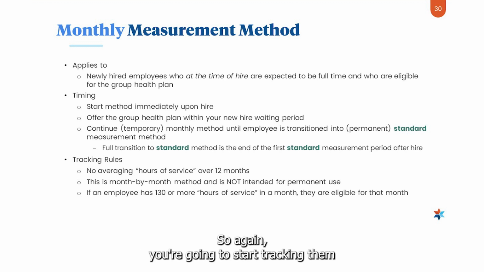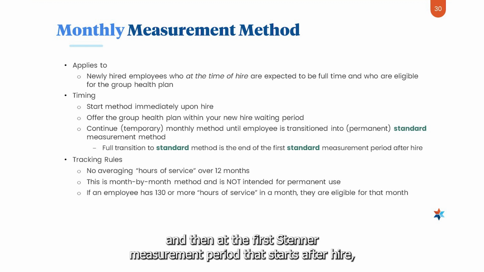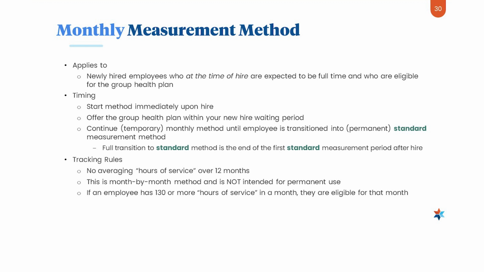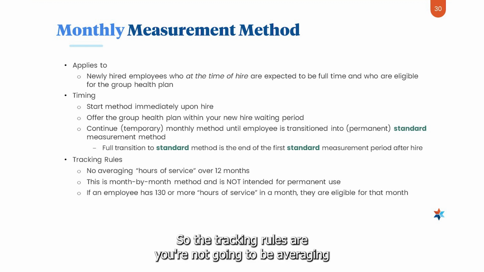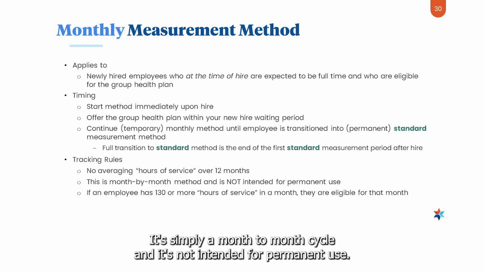period. So again, you're going to start tracking them immediately in the monthly measurement method at hire. And then at the first standard measurement period that starts after hire, you're going to start tracking them on that one as well. So two separate, completely independent methods. And you're going to drop the monthly measurement method on the last day of the first standard measurement period. So the tracking rules are, you're not going to be averaging. In the monthly measurement method, there's no averaging hours over a period of time. It's simply a month-to-month cycle, and it's not intended for permanent use.